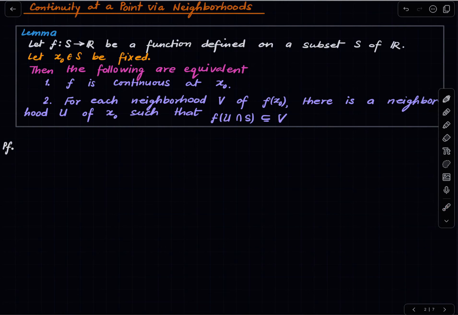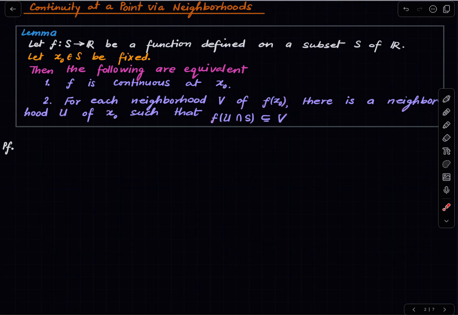Here is our first lemma, and this is interesting. The reformulation from the geometric definition to the epsilon delta criterion was underwhelming, but this is a little bit more interesting and useful also. So fix a function from a set S of reals to reals, and fix a point x naught in the domain of the function. Then the following two statements are equivalent. First is that f is continuous at x naught, which for us means that the epsilon delta criterion is satisfied for this point. And the second statement is that for each neighborhood V of this point f(x naught), there is a neighborhood U of x naught such that this happens.